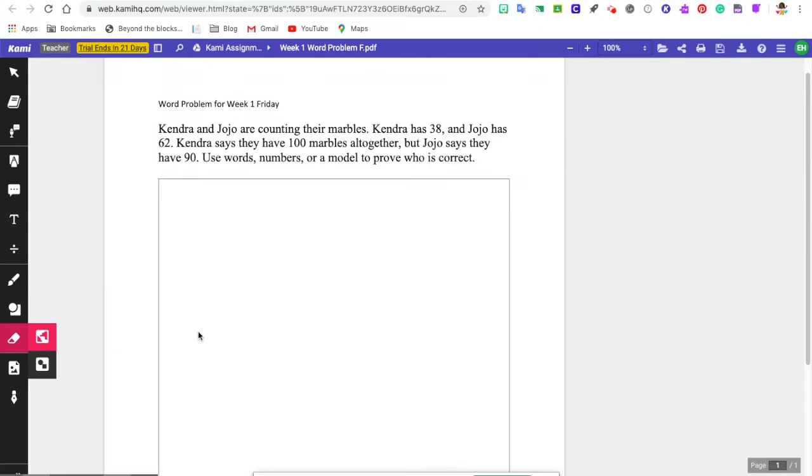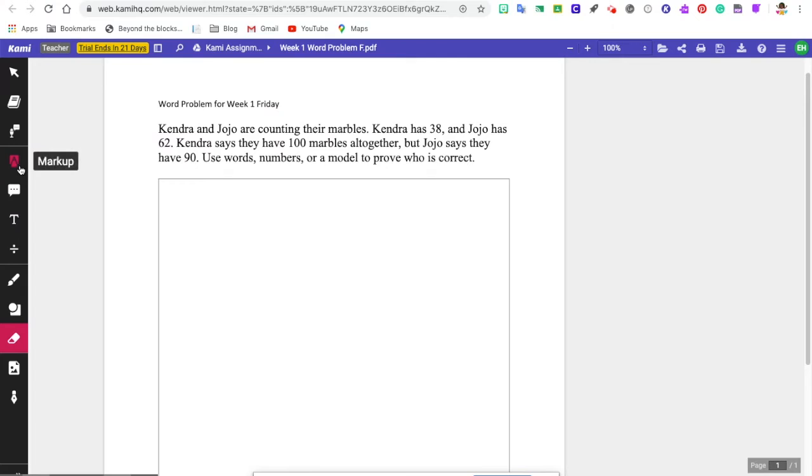All right, so the word problem for today is: Kendra and JoJo are counting their marbles. Kendra has 38 and JoJo has 62. Kendra says they have 100 marbles altogether, but JoJo says they have 90. Use words, numbers, or a model to prove who is correct. With this, you can use any of the skills you have learned so far this week. You can use the place value chart. You can use the written method or the vertical method.